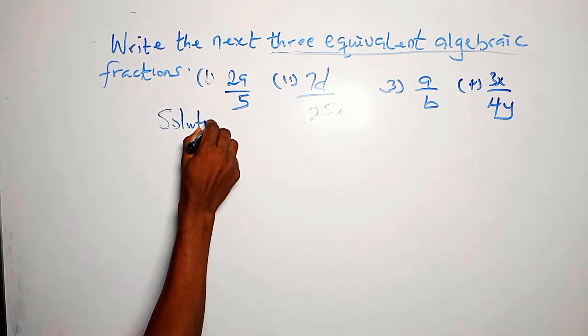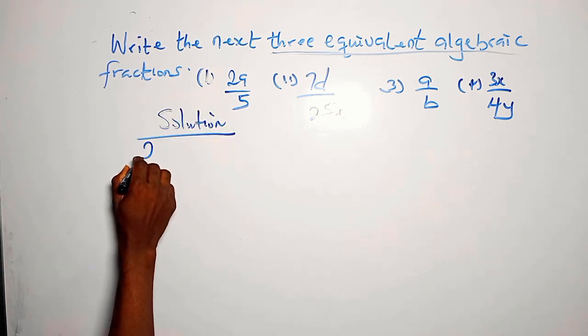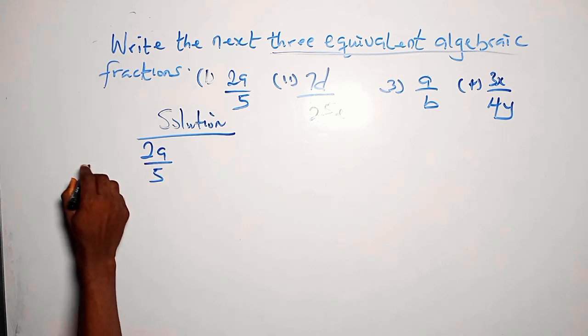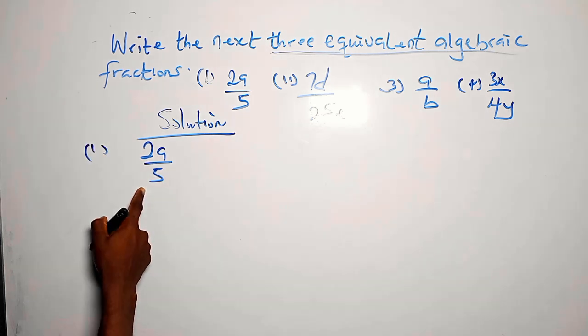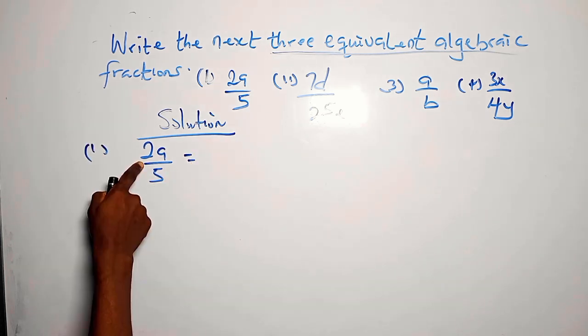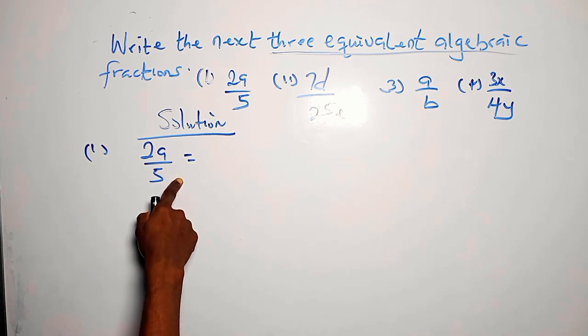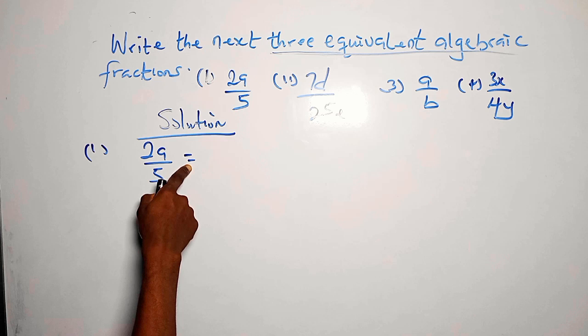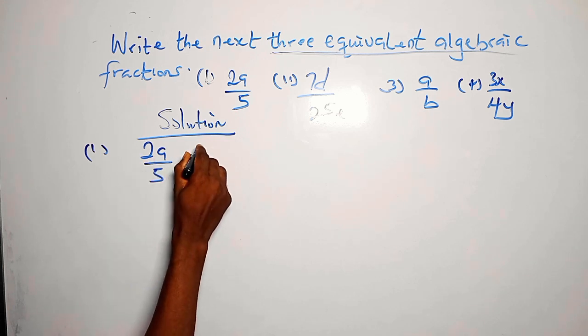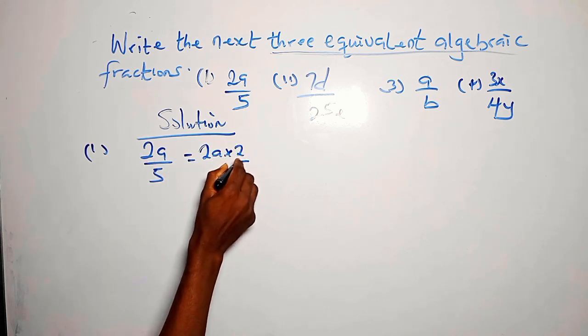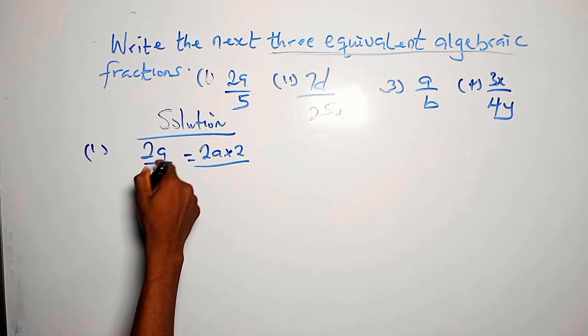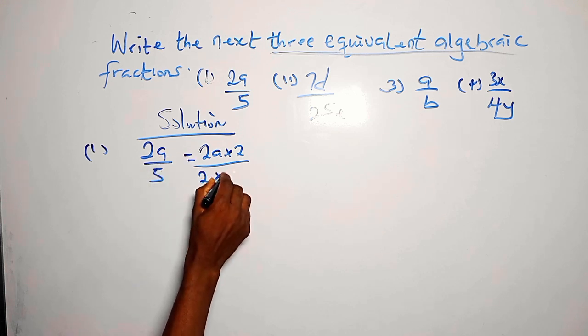Solution. For the first one, we have 2a divided by 5. So what do we do? We multiply the numerator and denominator with the same number. Let us start with 2. So we have 2a times 2, and the same 2 we use to multiply the denominator, so we have 2 times 5.